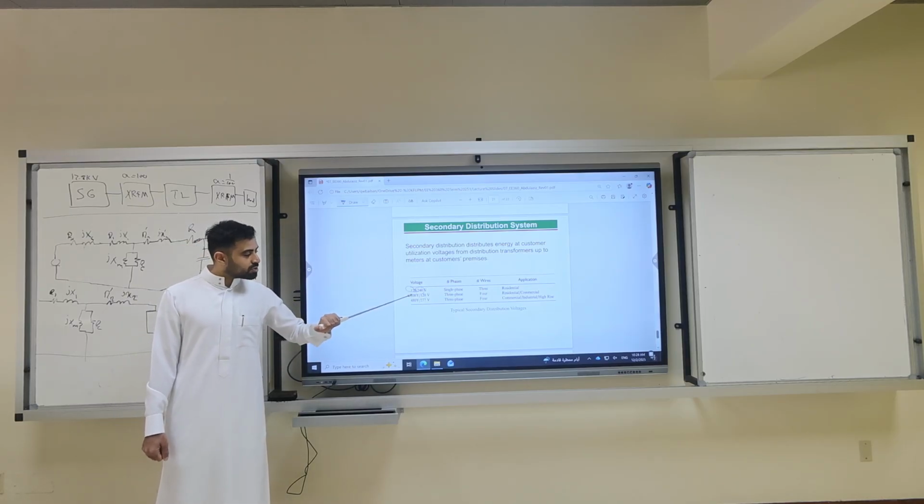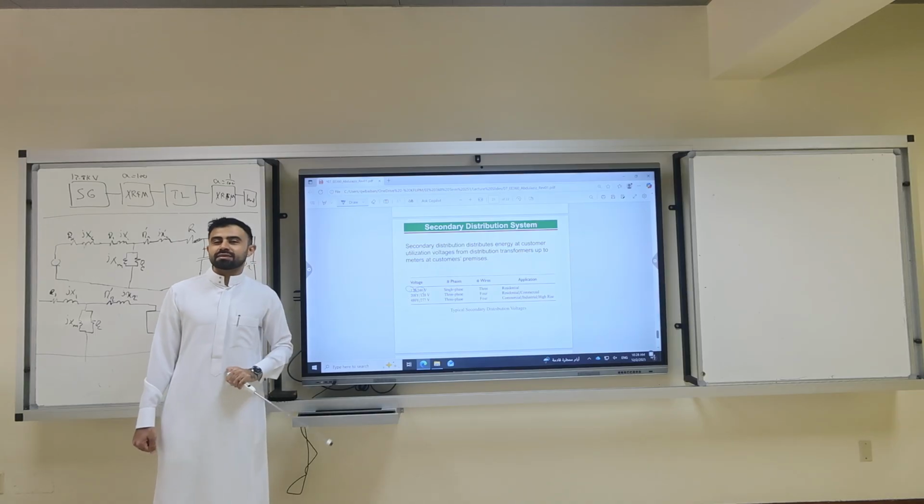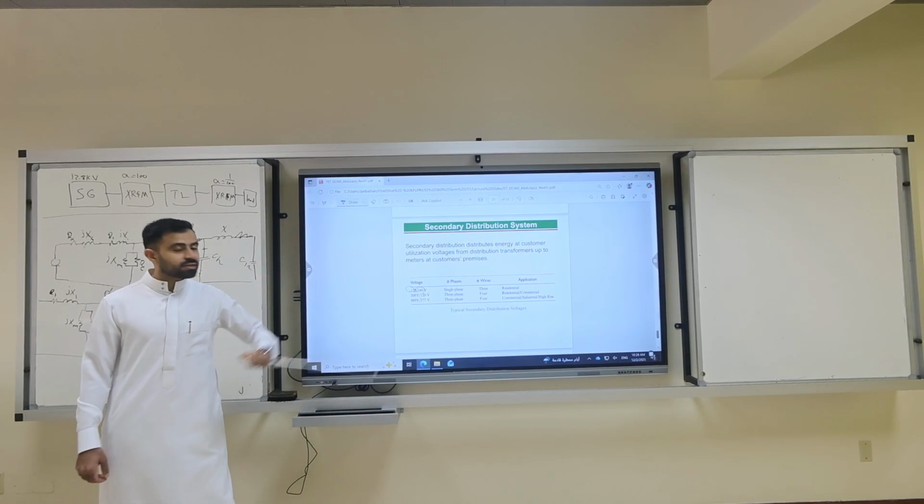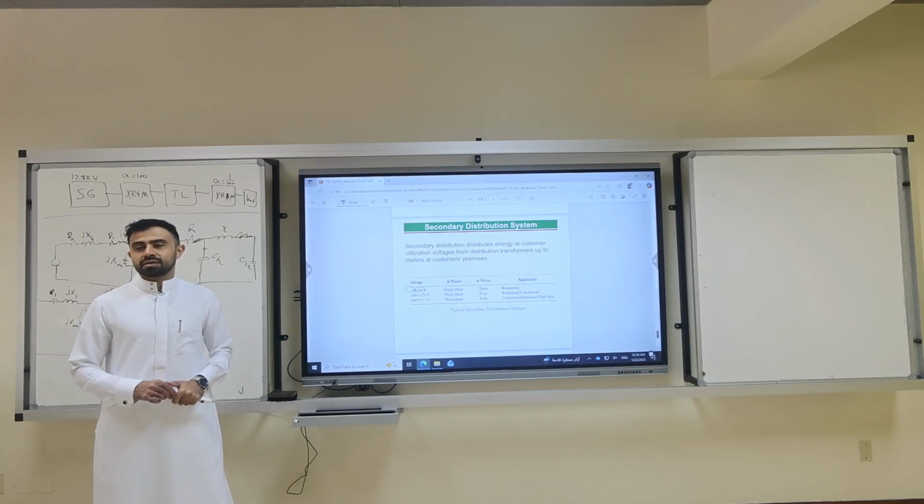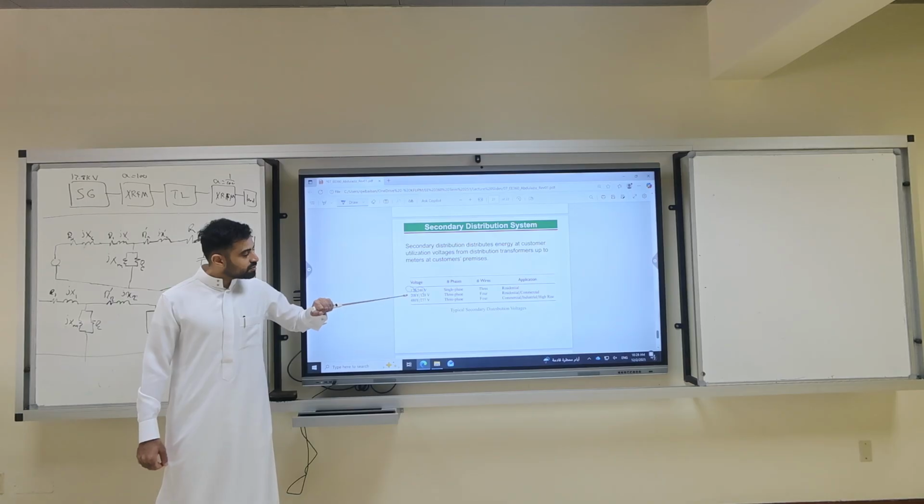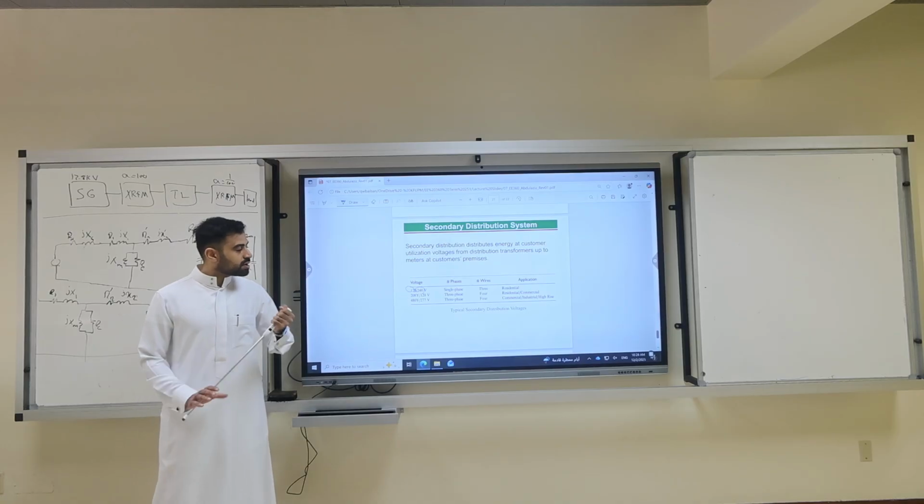How about these? 208, divide 208 by square root of 3: 120. Divide 480 by square root of 3. Get it? So these are three phases and we have to tell them this is line to line, this is line to neutral. But these are two different. How do we get these two?